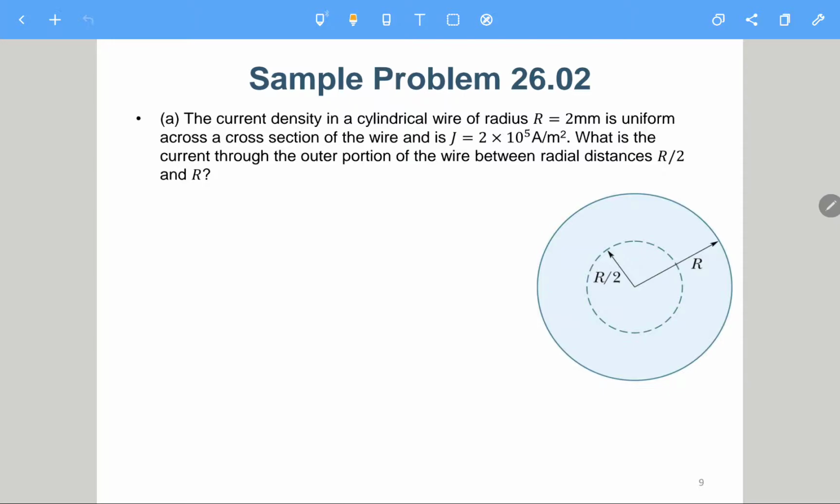So now let's see an example. Here we have a current density in a cylindrical wire of radius capital R that is uniform across a cross section of the wire, and J is this value. And actually here shows the cross section. So what is the current through the outer portion of the wire between the radial distance R over 2 and R? So it asks about this part rather than the whole wire.